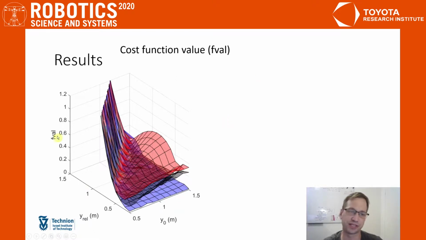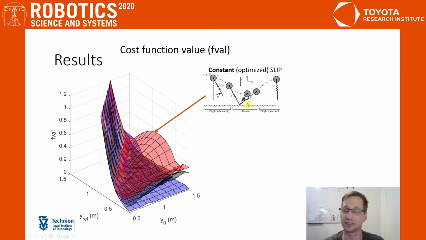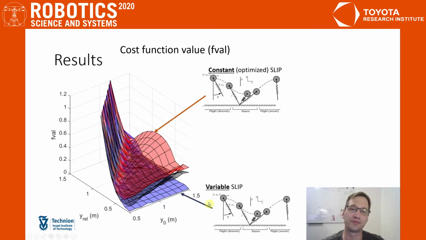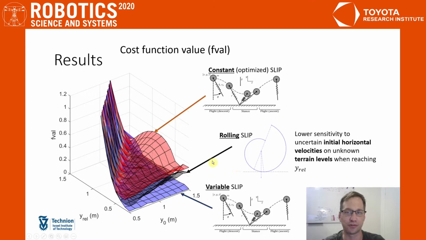So a glimpse of the results here, we can see the f value versus the initial height and the desired y relative. So we can see that the constant yet optimized SLIP model will behave like this, will have a certain f value. For the variable SLIP, we'll have an f value which is much lower, but when we use the more realistic model of the rolling SLIP, we'll have an f value in between. So I remind you that lower f values correspond to lower sensitivity to uncertain initial horizontal velocities on unknown terrain levels when reaching y relative.